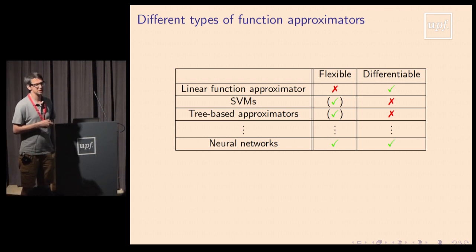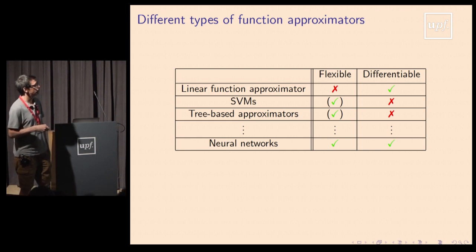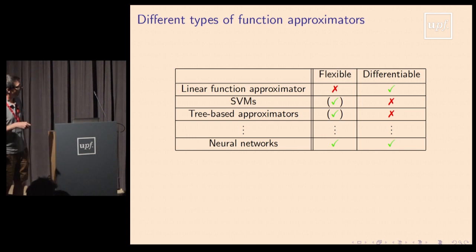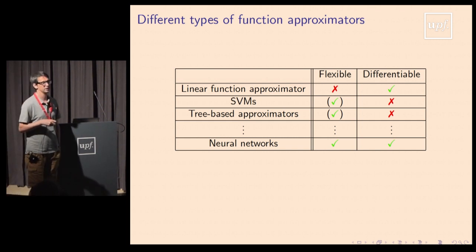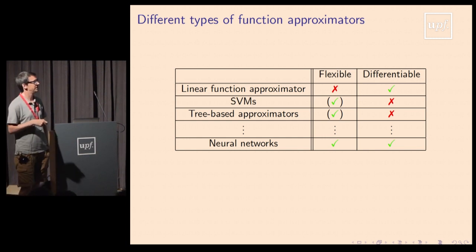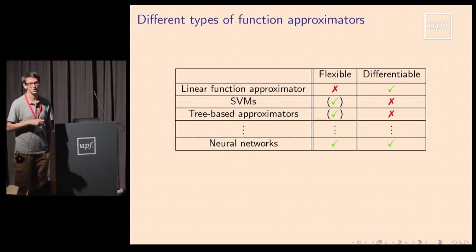They are more or less flexible, but they have one drawback. They are not differentiable, right? And basically, neural networks are both flexible and differentiable. And maybe these two characteristics could actually, it might be a bit controversial, be what defines what a neural network is, right?